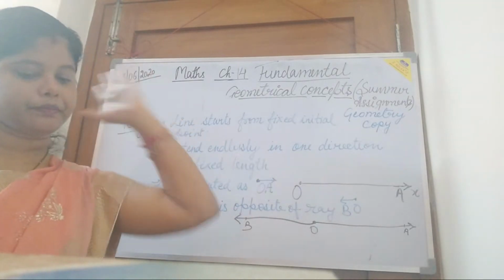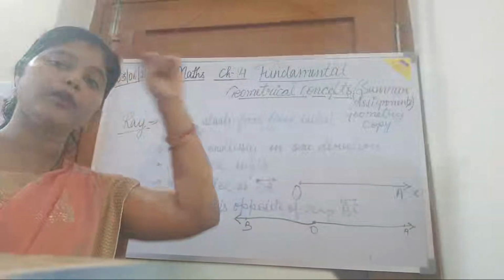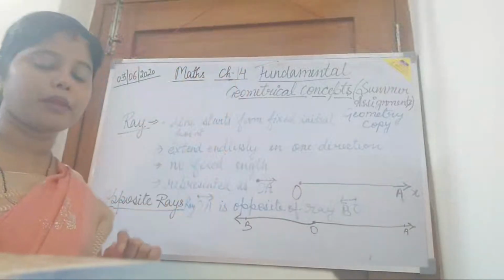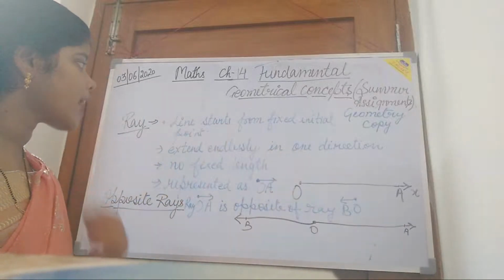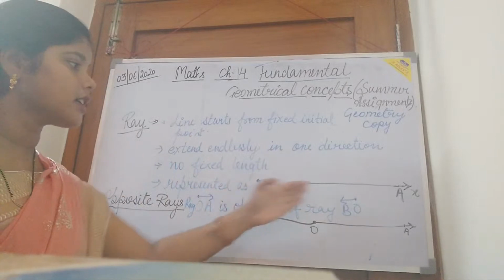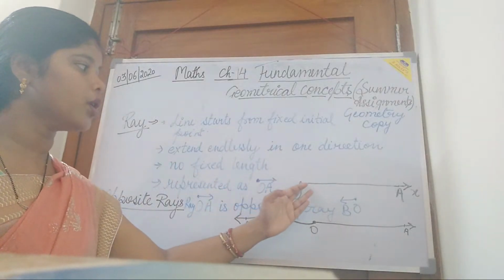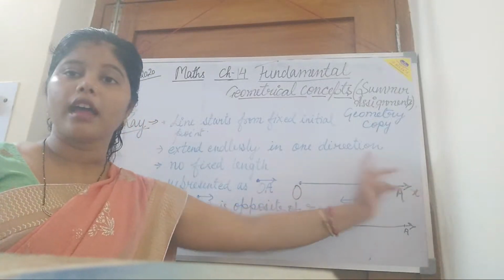It is represented by letters with the line symbol put over them. A ray starts from a fixed initial point, extends endlessly in one direction, has no fixed length, and is represented with the initial point O as a dot and the endless end as an arrow.